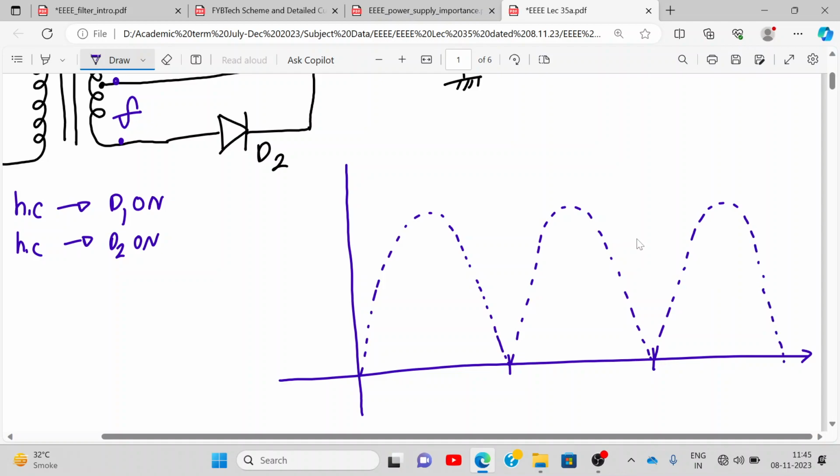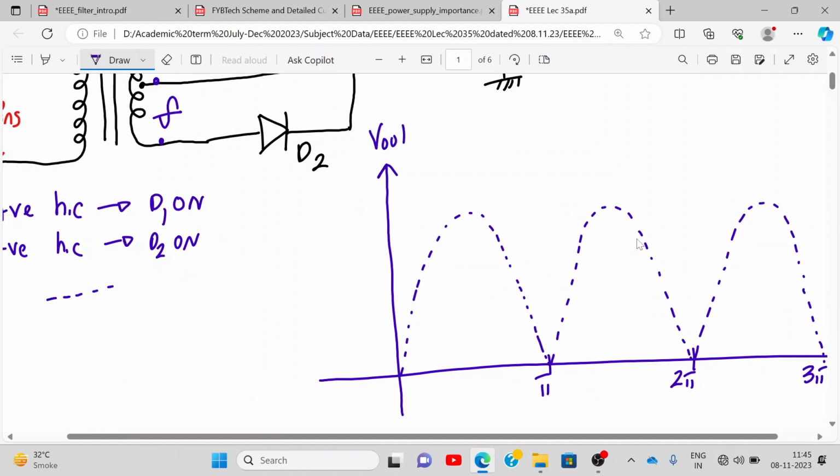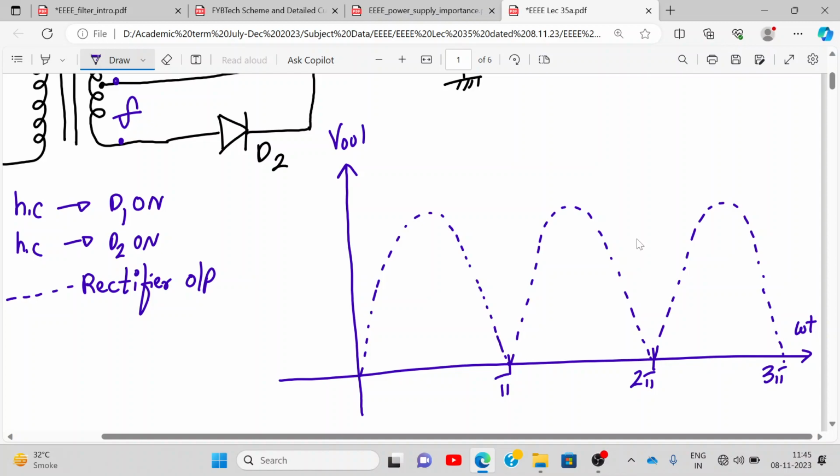So can you see these three full wave rectified waveforms? Is it true? So from 0 to pi, from pi to 2 pi, and from 2 pi to 3 pi, you get this rectified output. So this dotted line which I show over here is my rectified output. Don't draw this right now.